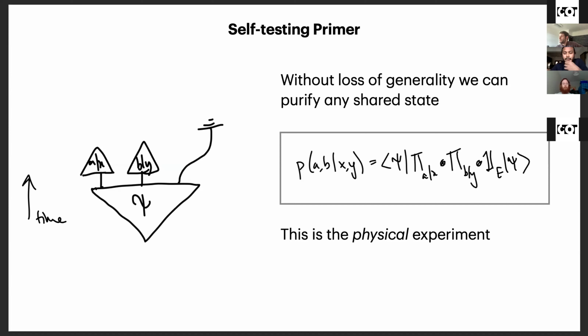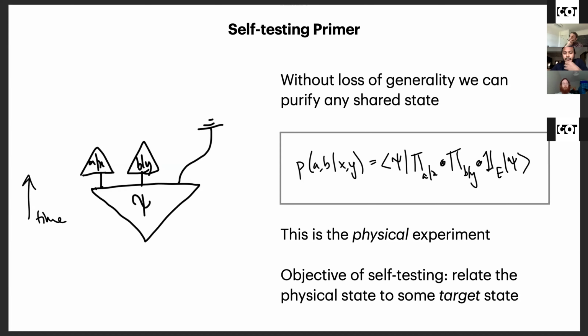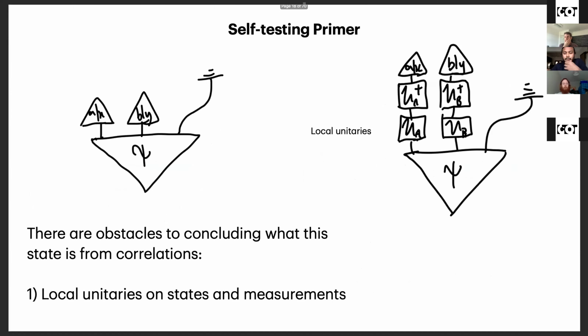So yeah, good. Right. So the objective of self-testing is to relate the physical state to some target state. Okay. So we've got our physical experiment and I want to relate this to some target state. This is the thing that I want to self-test ultimately. I want to self-test that my device has something like the target state. Okay, now there are obstacles to concluding what the state is if you're just given the correlations.